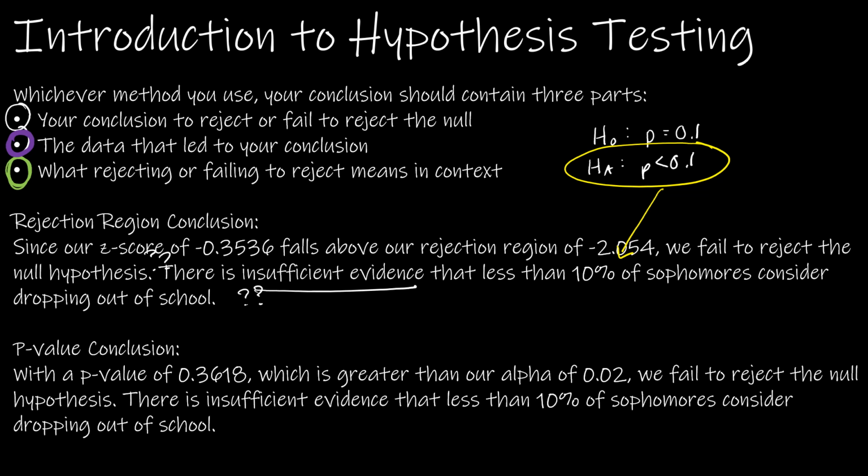Okay, let's look at the p-value conclusion. With a p-value of 0.3618, which is greater than our alpha of 0.02, we fail to reject the null hypothesis. Hey, exact same sentence. There's insufficient evidence that this is true.